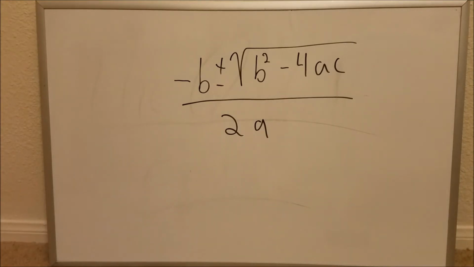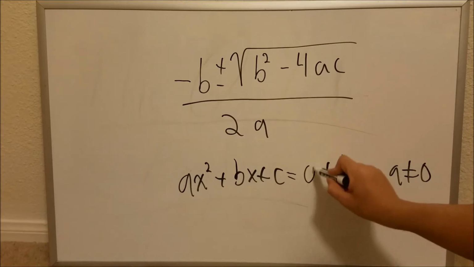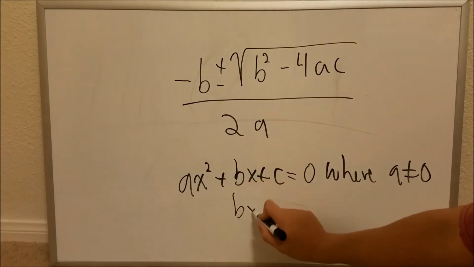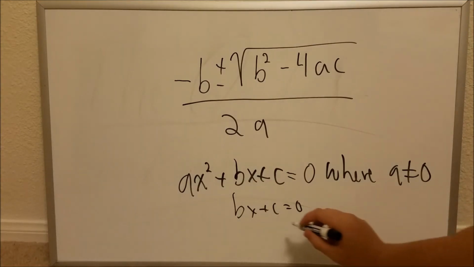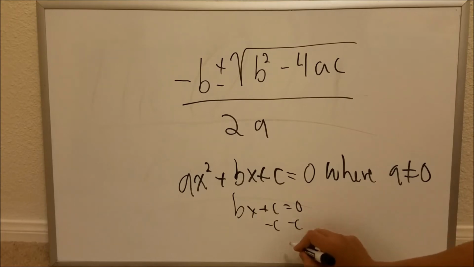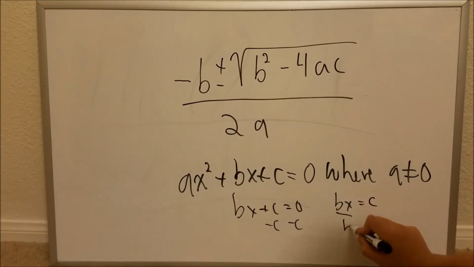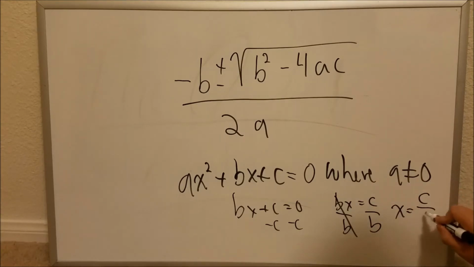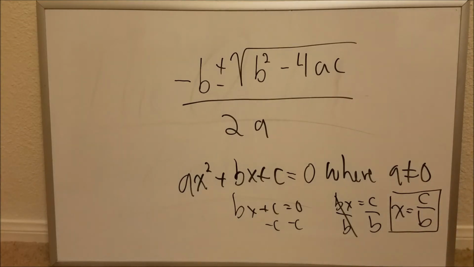Let's start by looking at the input, a function in the general quadratic form. We want to find values for x which lead this equation to be equal to 0. If a was equal to 0, we would just have bx plus c equals 0, which would be really easy. We would just subtract c on both sides and divide by b, and get x is equal to c over b. It was pretty easy to isolate x.